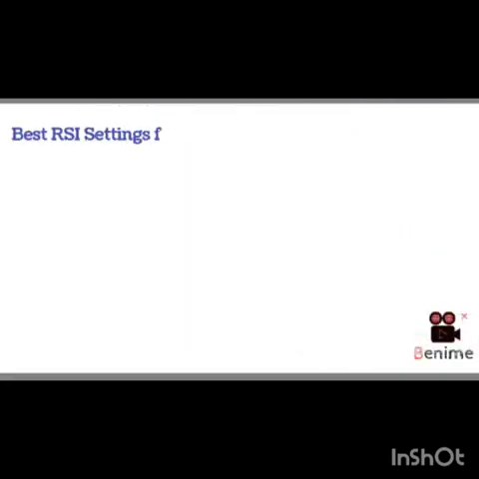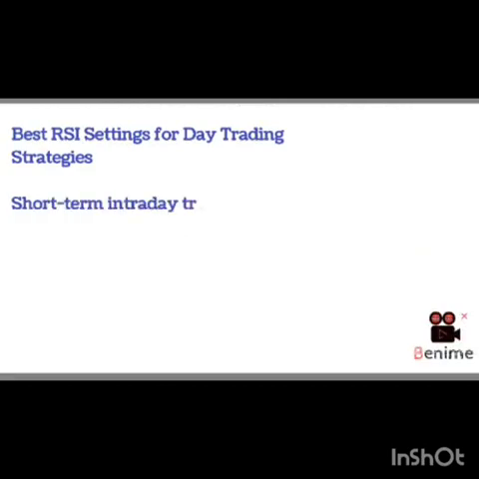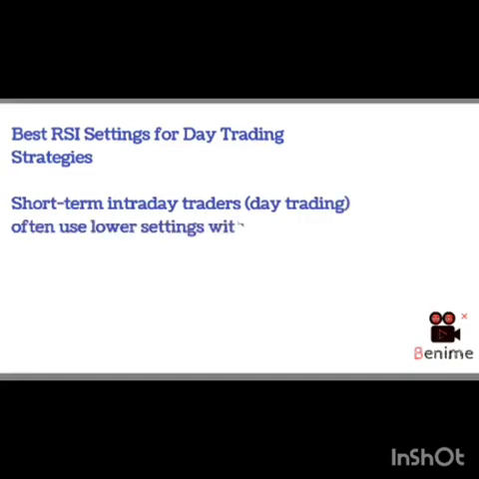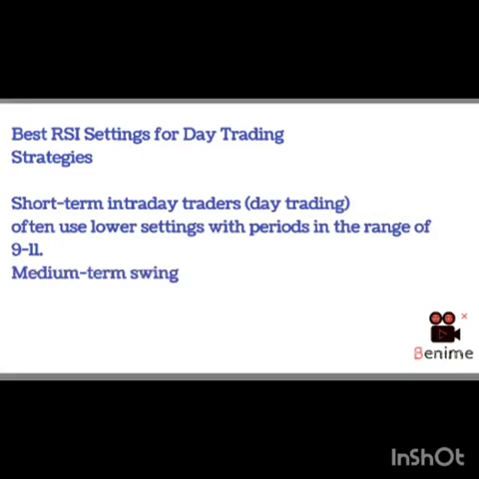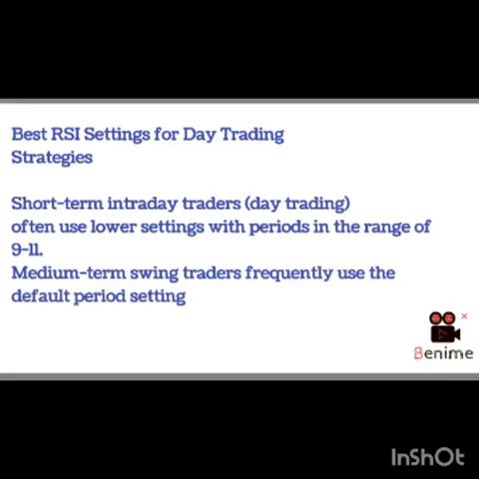Best RSI settings for day trading strategies. Short-term intraday traders, day trading, often use lower settings with periods in the range of 9-11. Medium-term swing traders frequently use the default period setting of 14. Longer-term position traders often set it at a higher period, in the range of 20 to 30.